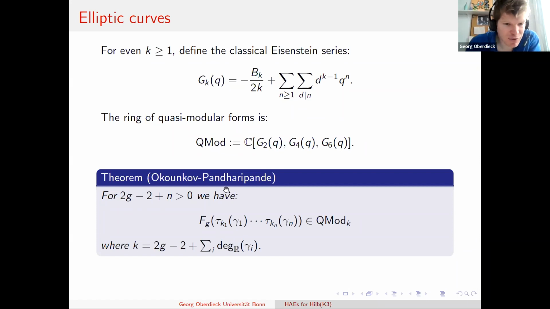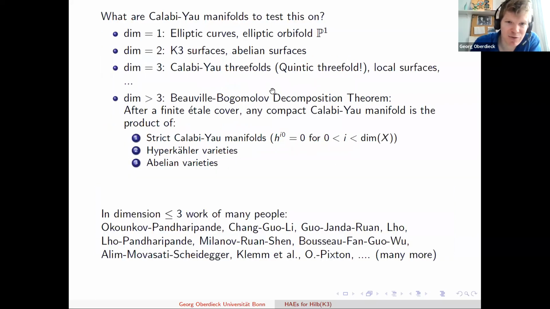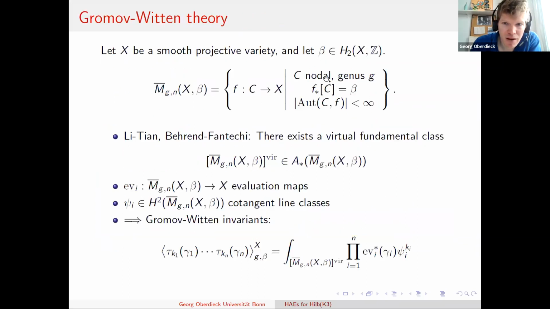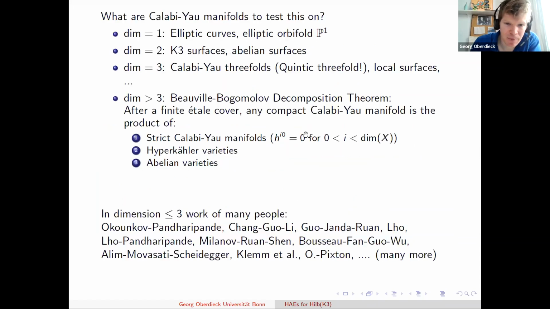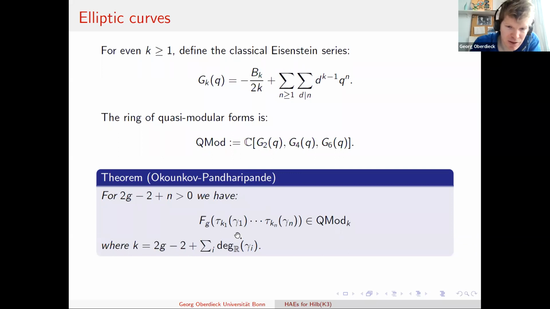Then there's a really beautiful theorem of Okounkov-Pandharipande that tells you that these Gromov-Witten invariants are always in this algebra of quasimodular forms of a given weight. In particular, this means that on the left-hand side you really have a power series. As I said before, we index our classes by beta classes in H_2 of X. If X is the elliptic curve, H_2 of the elliptic curve is just Z. So if you then form this generating series here in the middle, you just sum over q^n, where n is an integer. So it's just a power series, and this theorem tells you that this power series lives in this ring.